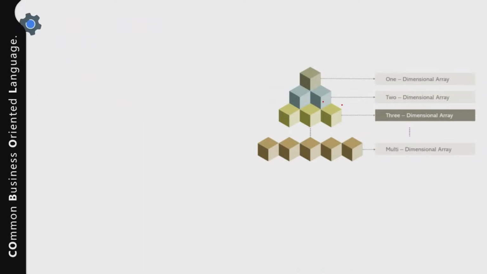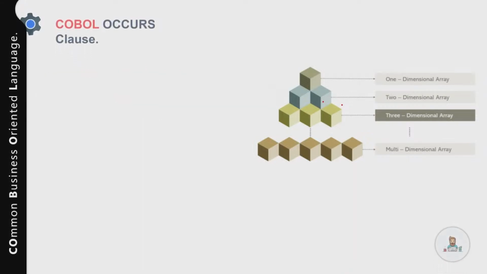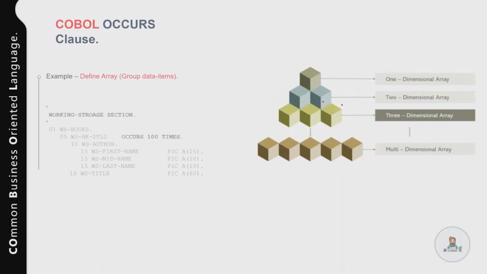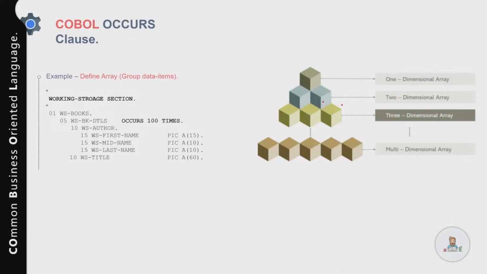Now let's talk about our last example where we'll try to understand how you can use group data items within a table definition. So in this case, we have a working storage section. There we have a table name, that is ws-book, which is defined at level 1. And at level 5, we have defined another variable that says ws-book-detail, and it occurs 100 times. And this particular record will store the data of an author and a title. An author is a group data item that will include first name, middle name, and the last name. So this is how you can define group items in a table as per the business requirement or as per your program logic.